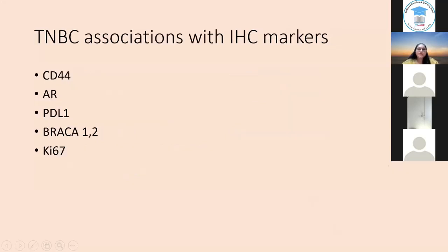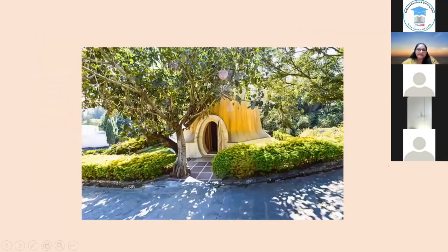Okay. So now the second aspect of our presentation is associations of triple negative breast cancers with IHC markers. I would be talking about 5 IHC markers as of today. First is cancer stem cell markers, in that CD44, but there are other cancer stem cell markers like CD133, CD24, CD49F, ALDH1, but I would be talking about CD44 in detail. And androgen receptors, PDL1, BRCA, the spelling is wrong, I'm sorry, it is BRCA1 and 2, and Ki67.